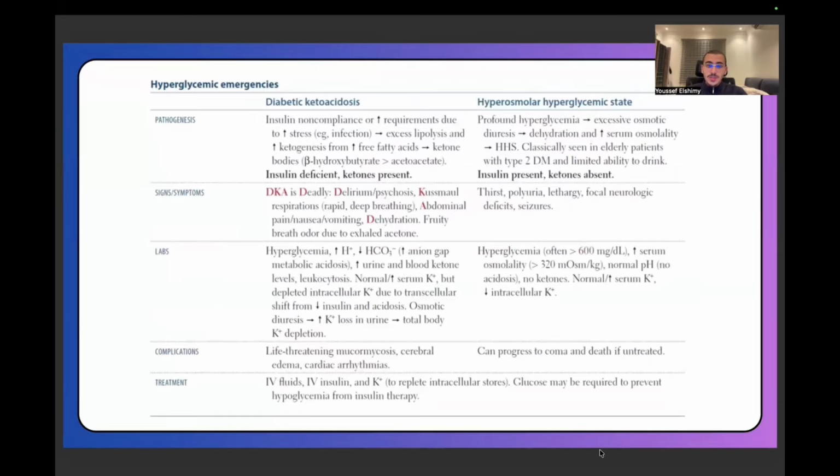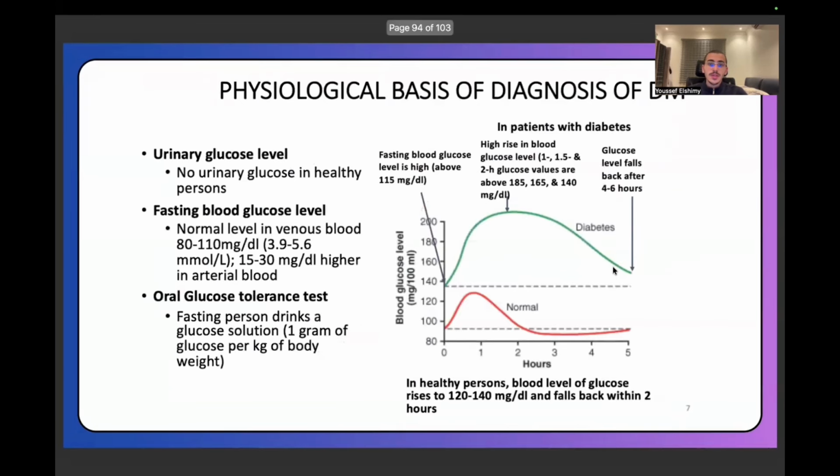Okay, we mentioned the difference between diabetic ketoacidosis and hyperosmolar hyperglycemic state. Go over it real quick. You don't have to know everything, but just know the high yield. So, what is the physiological basis of diagnosis of diabetes? We already mentioned this.